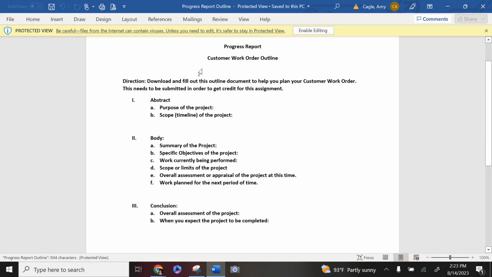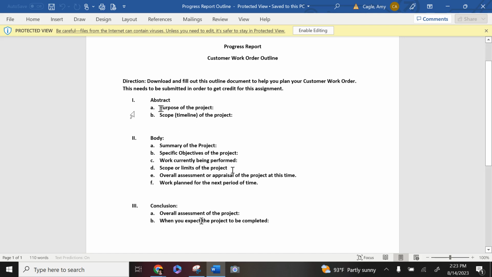So this is the outline of what your progress report is going to look like. Your progress report should be 3 specific sections. The abstract is the purpose and the scope or timeline of the project. That's paragraph 1. Now, in an outline, we are not typing the paper yet. We are just simply filling it in.